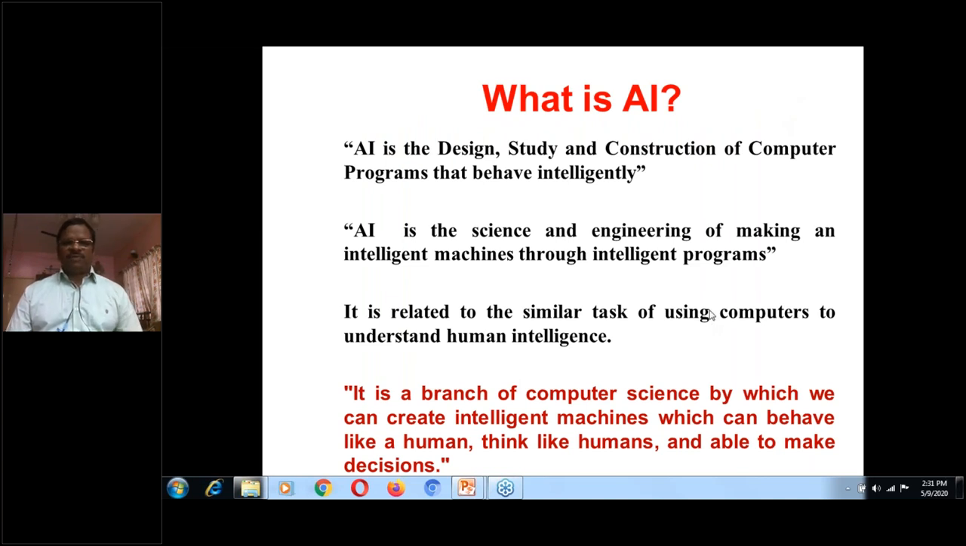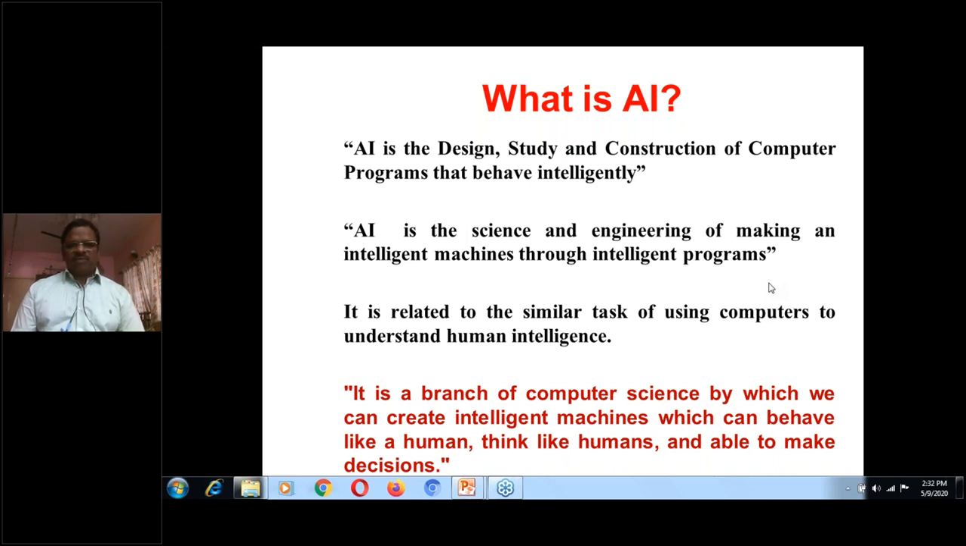What is AI? First, we have to discuss what is AI. It's the design, study and construction of computer programs that behave intelligently. The programs will act as intelligent programs. So AI is the science and engineering of making an intelligent system, an intelligent machine, by means of an intelligent program. AI is a similar task of using computers to understand human intelligence. How we can understand human intelligence by means of a computer is the study of AI.